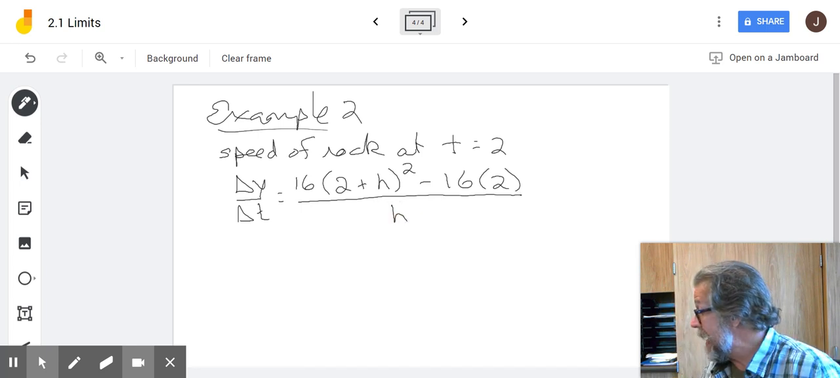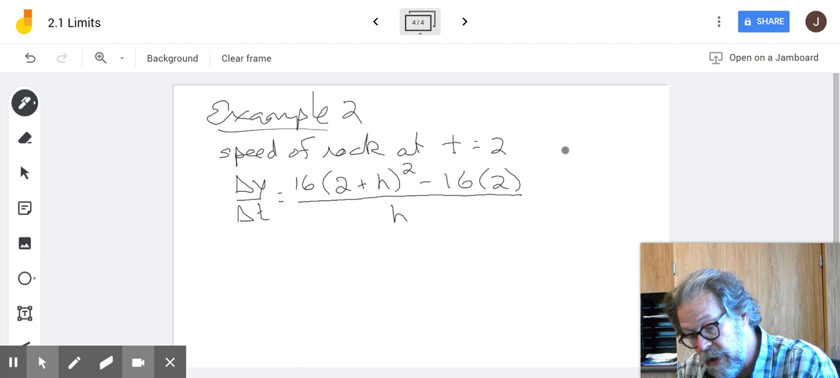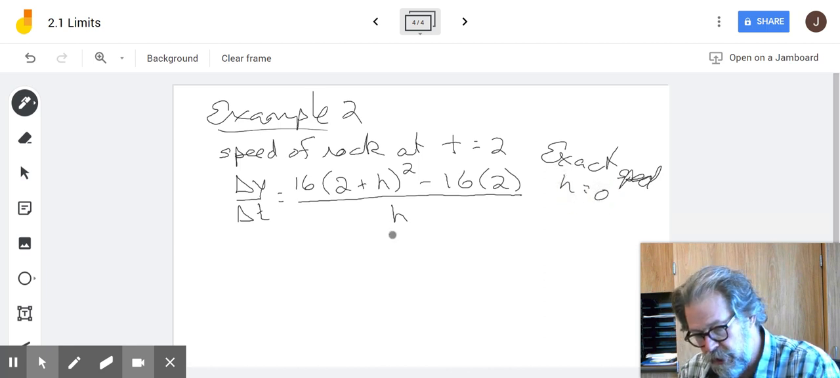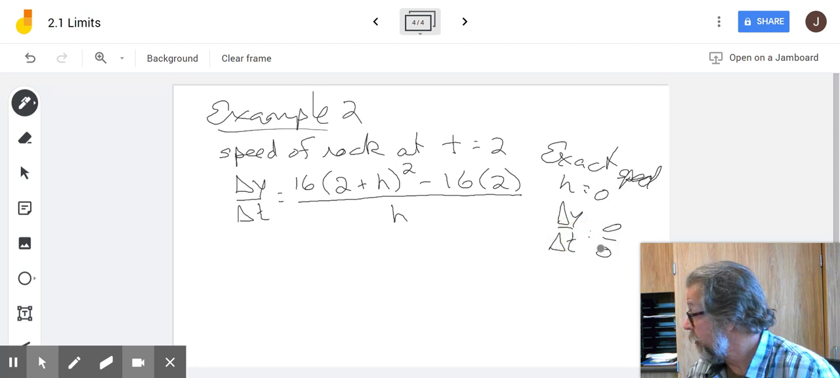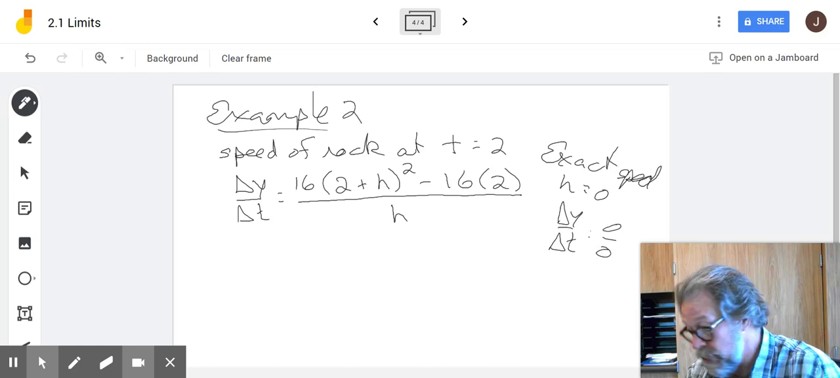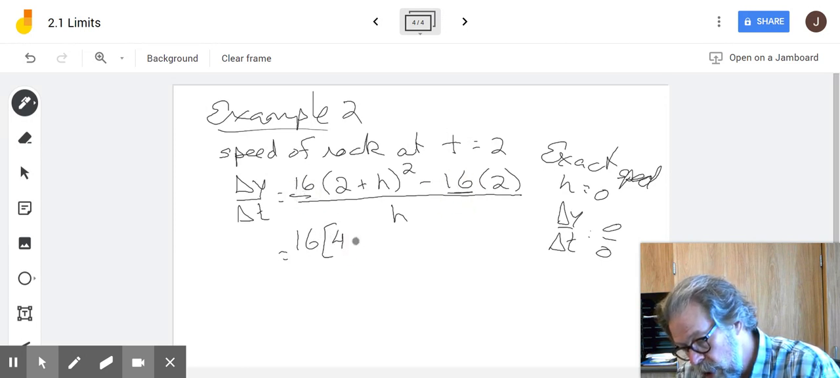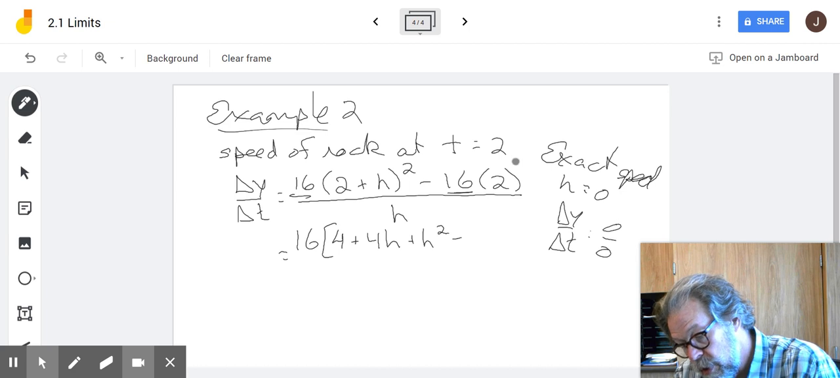Okay? And if we want to find the exact speed, h is equal to 0. Well, that doesn't help us because we would just get 0 divided by 0. Delta y over delta t is 0 divided by 0. So what we're going to do instead is a little bit of simplification. I'm factoring out the 16: 16 times (4 plus 4h plus h squared minus 4), all divided by h.